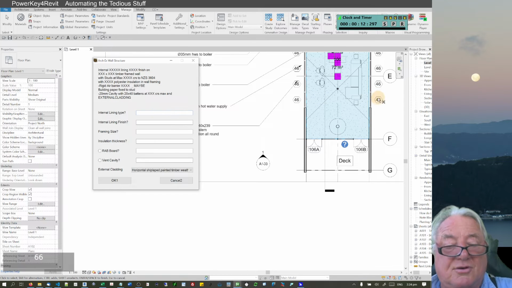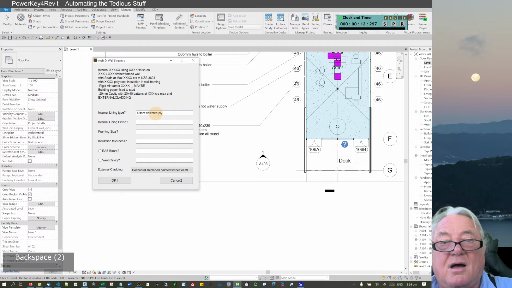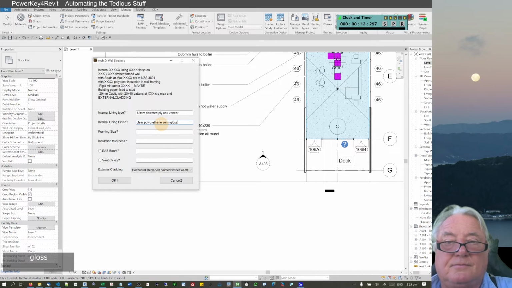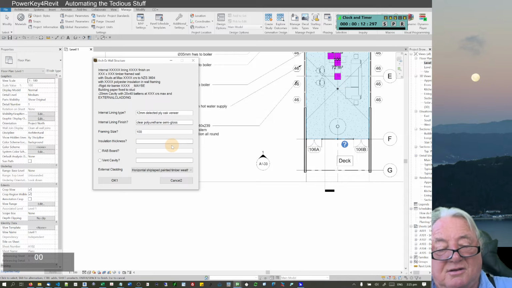So internal, so we'll say 12 millimeters jib. Again, you can actually have a pull down for the type of lining, so it might be jib, or it might be ply, selected ply, ply veneer, oak veneer, and then the internal is clear polyurethane, gloss, semi-gloss. Framing size is 100 times 50, or insulation thickness in there is going to be maybe 1.3.